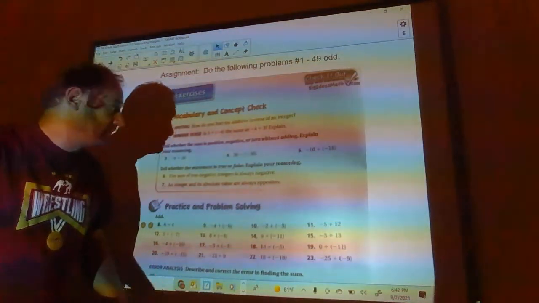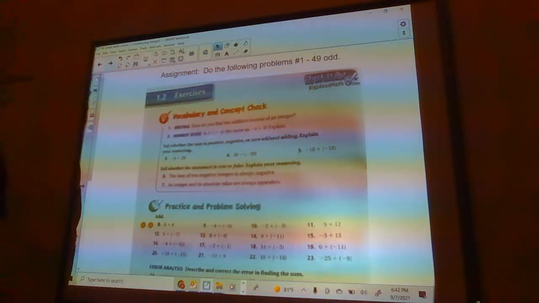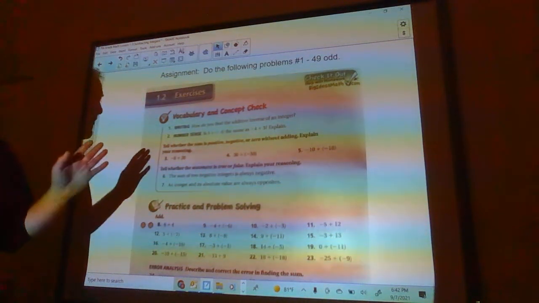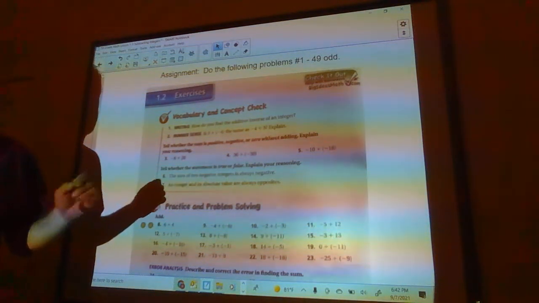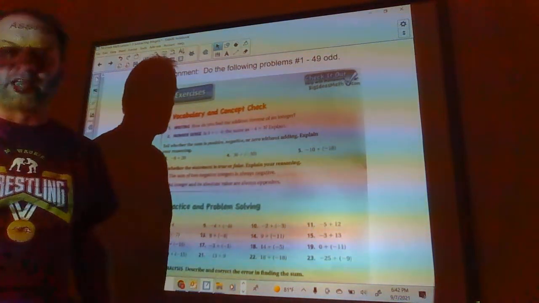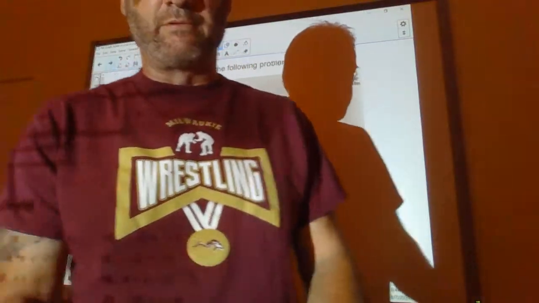Okay, here you go. 1 through 49 odd. I know this seems a bit easy, but a lot of people make a lot of mistakes with these negative numbers. So get practice on it. Make sure you got that down, then we can move on and do tougher stuff.